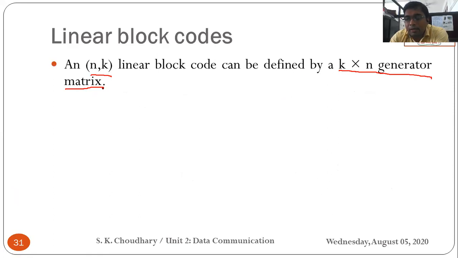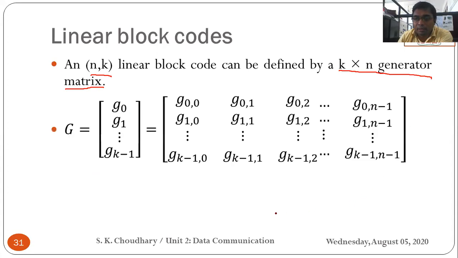A k by n generator matrix means k number of rows and n number of columns. k is the number of bits in the message, and n is the number of bits present in the code word. So how can we represent the generator matrix? It is represented by capital G, and it is made up from the k-bit messages. This is the complete matrix view of the generator matrix.